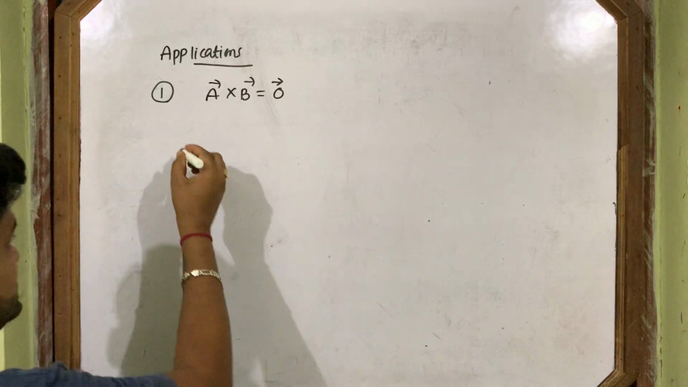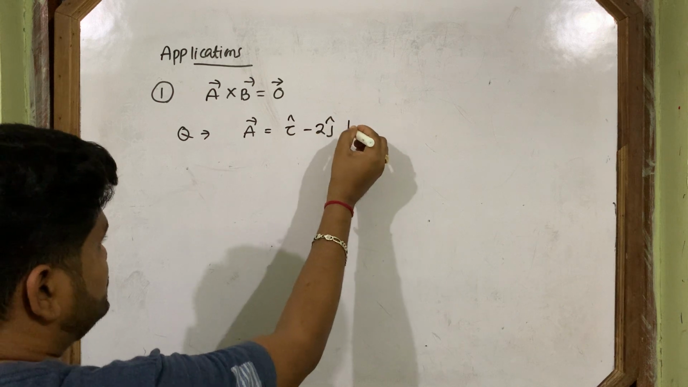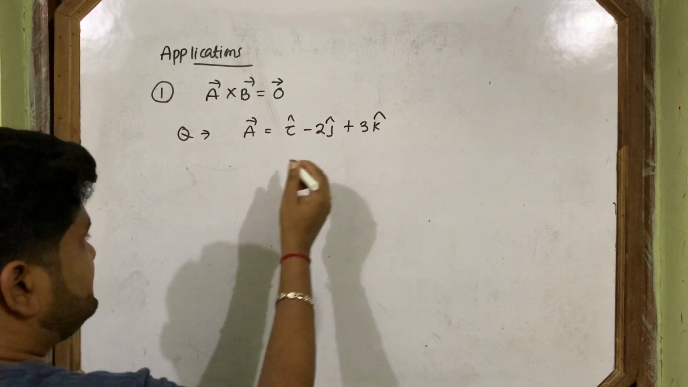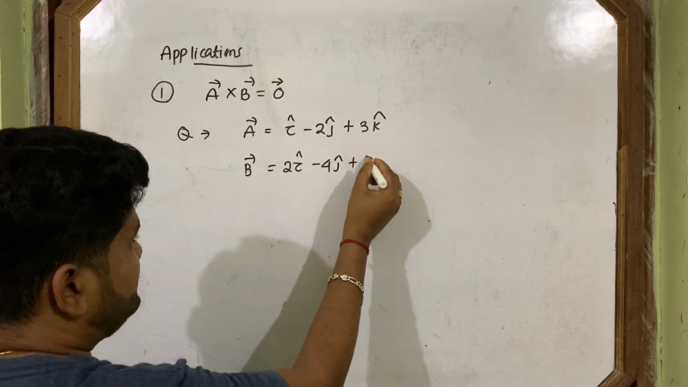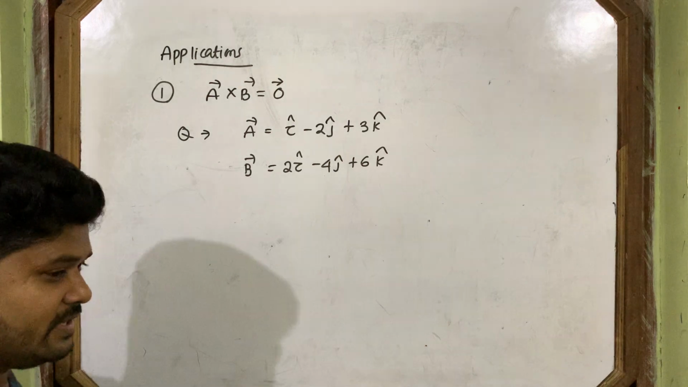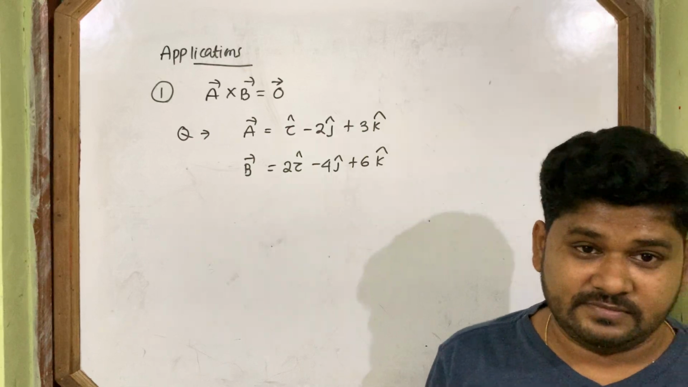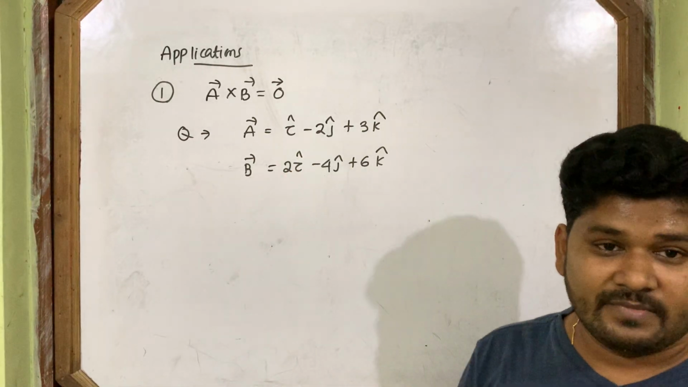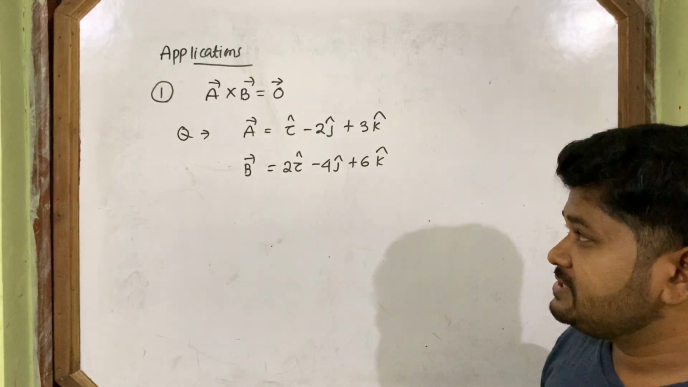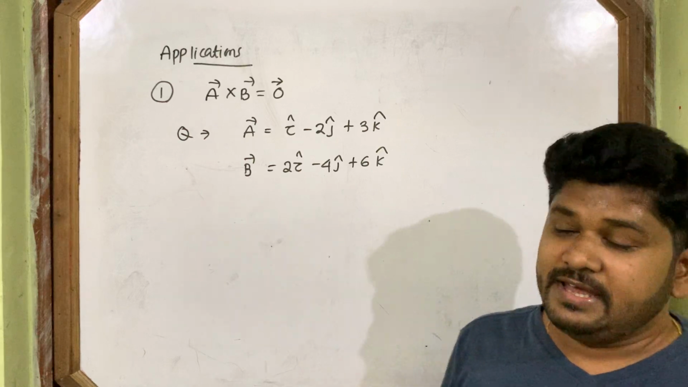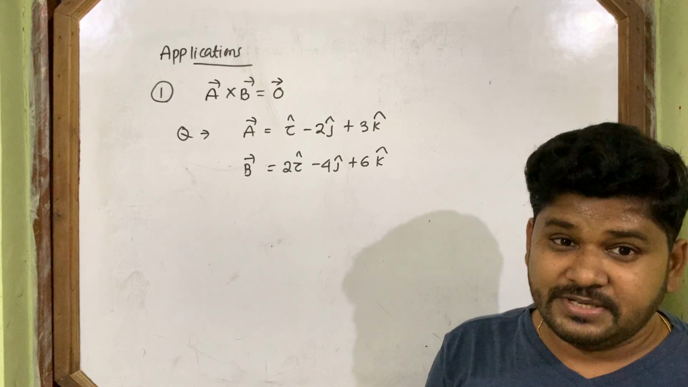Question will come in exam like this. Two vectors are given to you: a vector i cap minus 2j cap plus 3k cap, B vector 2i cap minus 4j cap plus 6k cap. Test whether they are collinear or not. This is the question to you. Pause the video here. Find the cross product. If the cross product is coming 0, then they are collinear. If it is not coming 0, then they are not collinear. So you now pause the video here.